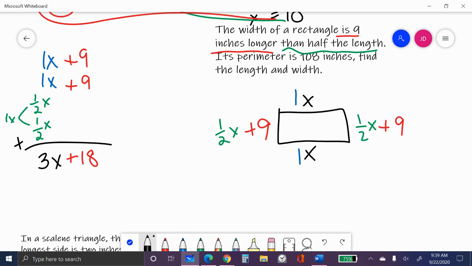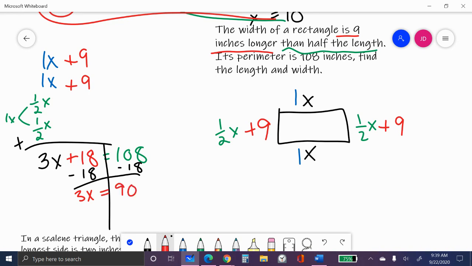The perimeter is 108. Line down the equal sign, subtract 18 from both sides, and we get 3x is 90. Divide both sides by 3, and we get x is 30.